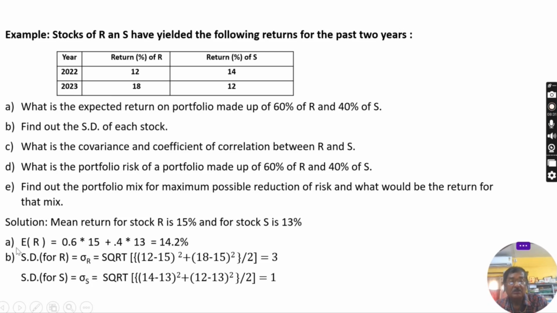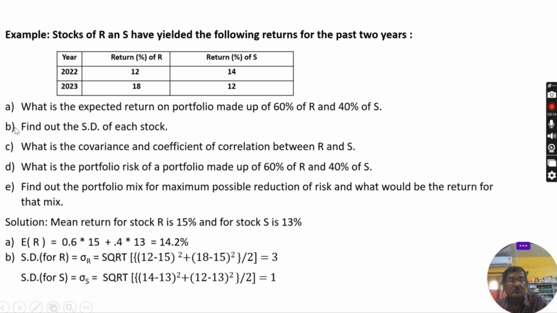Now the answer for the first question is expected return. This is W1 into 15% plus 0.4 into 13%, this is W2. You can compute the expected return will be 14.2%, because W1 is 0.6, 60% is 0.6, and W2 is 40%, that is 0.4, and the sum total W1 plus W2 is 100%. So this is the expected return. Answer for question A is 1.